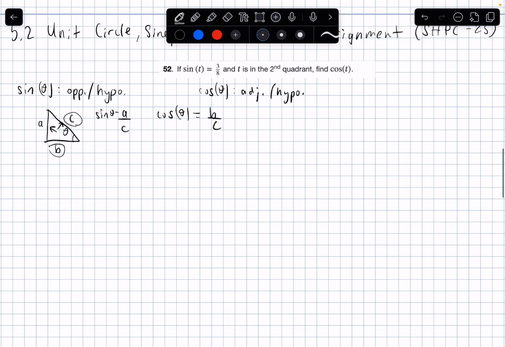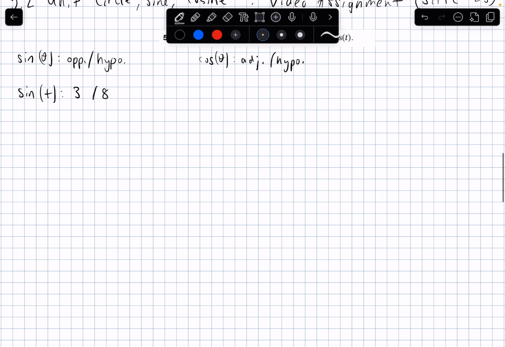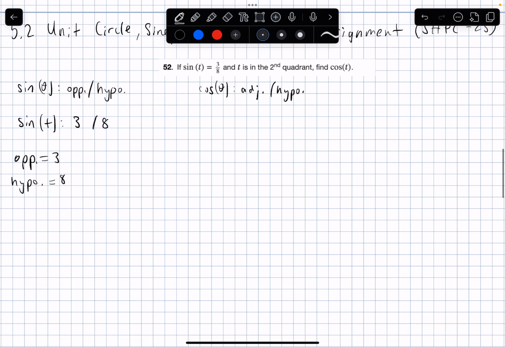And so in the problem, we're given that sine of t, which is an angle, is equal to 3 over 8. And so that means that our opposite side equals 3, and our hypotenuse equals 8. Okay? And so what it's asking for is cosine of t. So that's basically what we're trying to solve for in this problem.